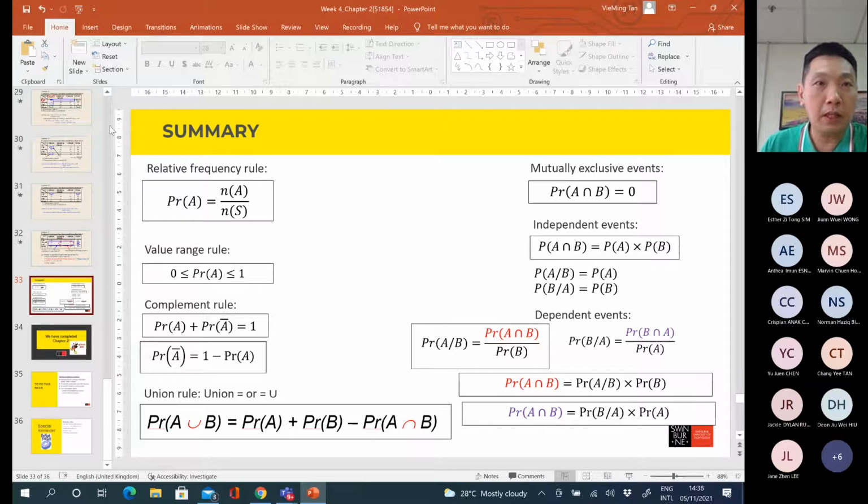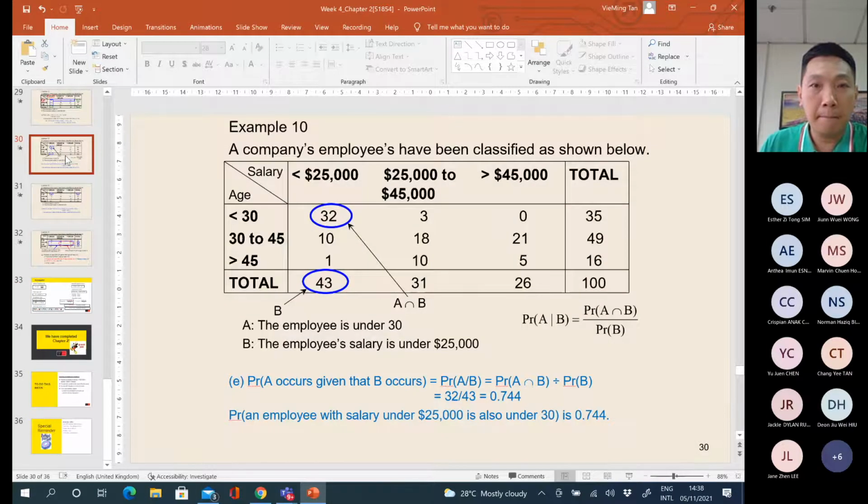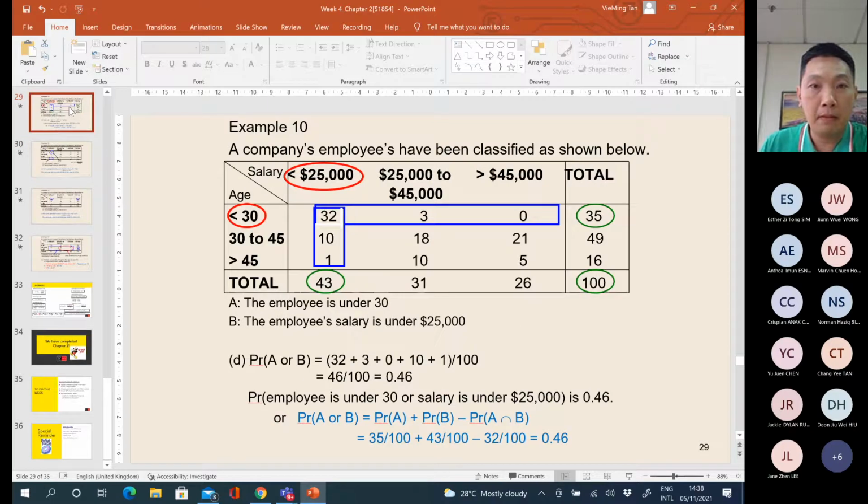So maybe you can try one question. A union B question. Let us see. Or means union, so we can copy the formula first, which is probability A plus probability B, then minus A intersect B. These three terms we already have the answers for from parts A, B, and C. Probability A refers to the probability of choosing one employee who is below 30 years old. So you copy 35 over 100.